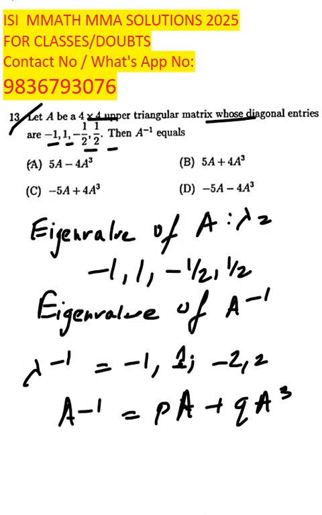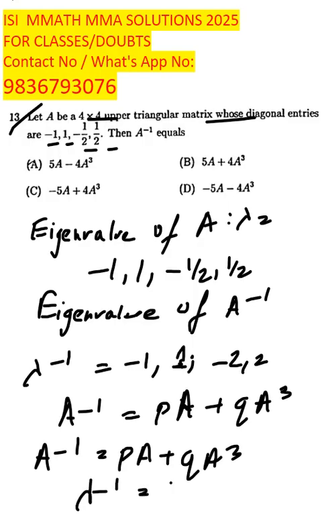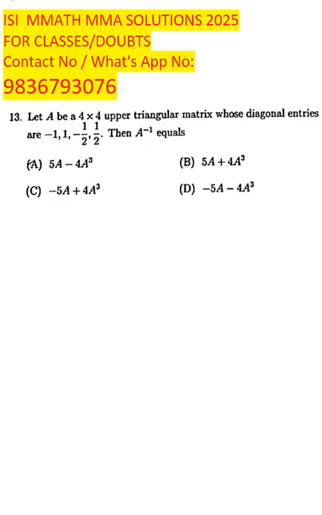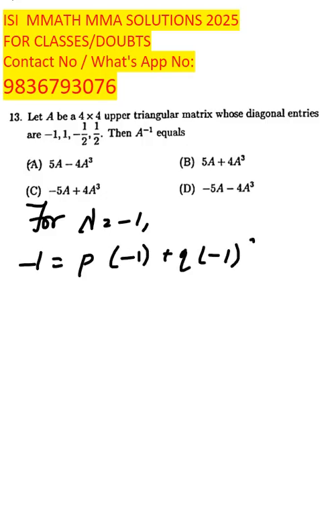Okay, so let's try A inverse equals pA plus qA cube. For each eigenvalue, for lambda equal to -1 and lambda equal to 1, we will find out. For lambda equals -1, -1 is equal to p times (-1) plus q times (-1) cubed, so minus p minus q, or p plus q is equal to 1.